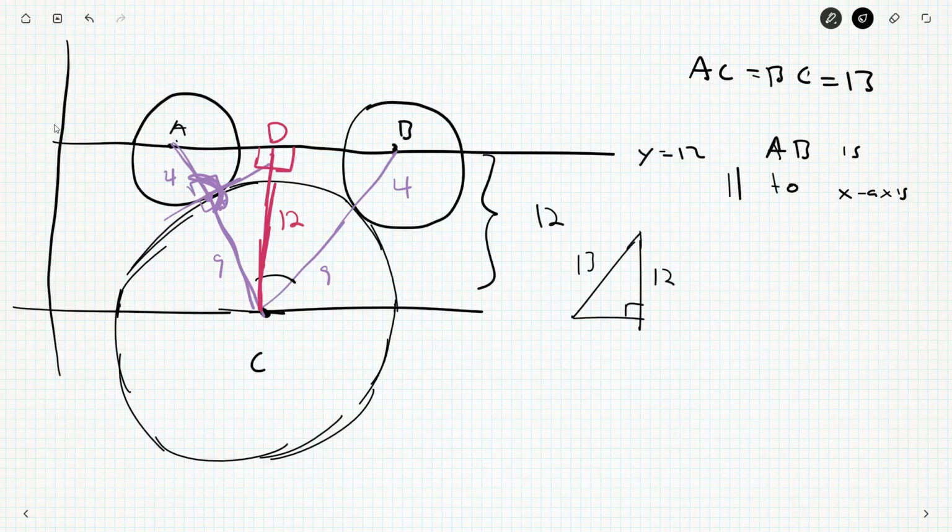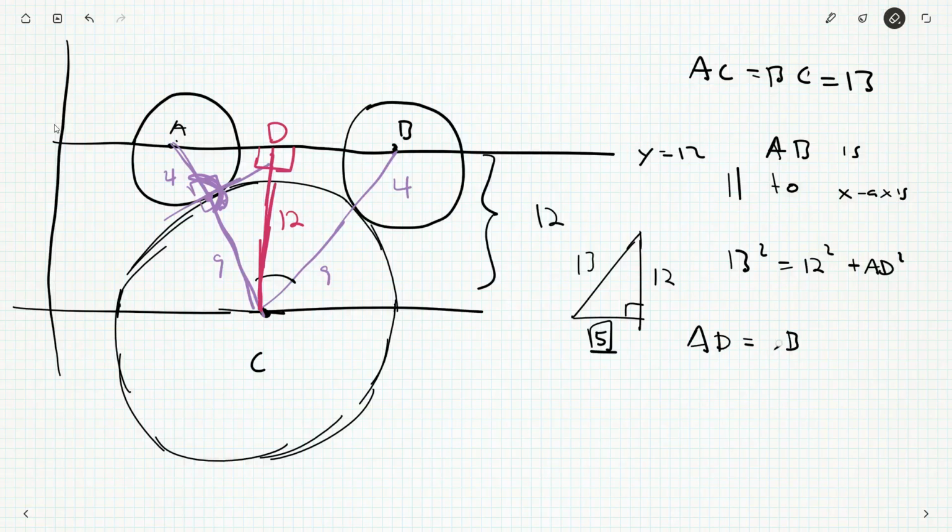The 3, 4, 5 triangle is pretty good. Same with this one here. It's the 5, 12, 13 triangle, but of course we could say 13 squared is 12 squared plus AD squared, and we could rearrange and figure that out. But AD and DB, because it's the same triangle on both sides, just one of them's a reflection of the other, are both going to be 5. And so that tells me AB is going to be a total of 10.